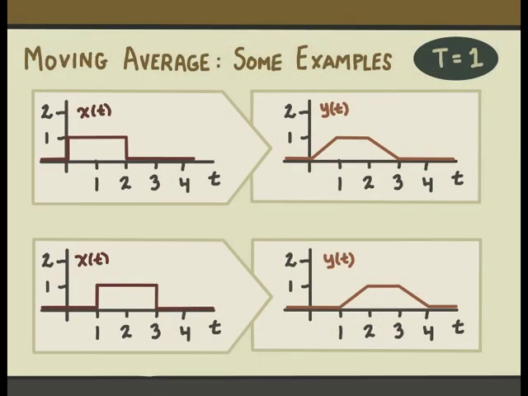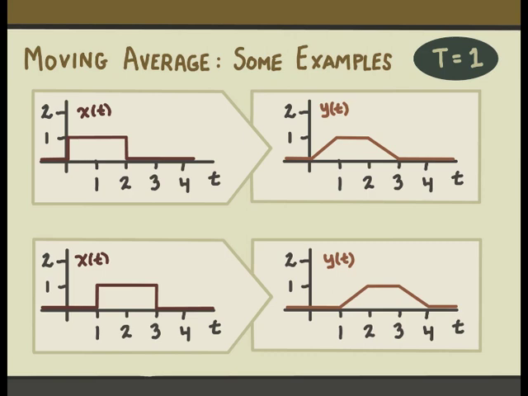Let's now look at some signals and their moving averages. In the first examples we'll look at here, capital T is equal to 1, so we're doing an average over a duration of 1 second. We have signal x of t on the left and the moving average signal y of t on the right. In the first case, x of t is a pulse of width 2. Now this width is wider than the moving average window duration, capital T equals 1. As a result, the moving average signal achieves the same maximum value as x of t.